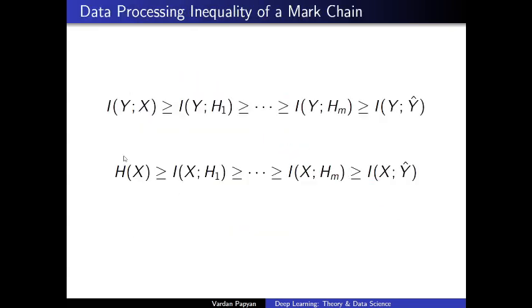Another thing is the entropy of x. It means the mutual information between x and x is more than the mutual information between x and h1, and so on.